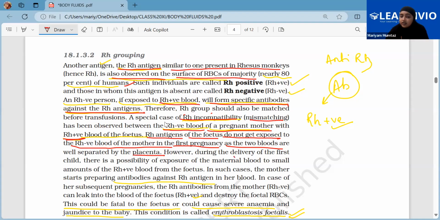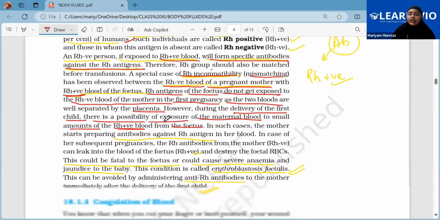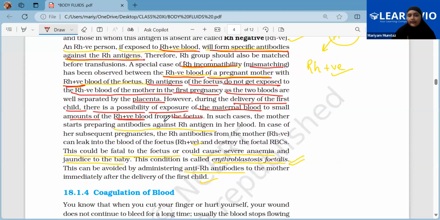However, at the time of delivery of the first child, there is a possibility of exposure of the maternal blood to a small amount of RH positive blood from the fetus. Maybe due to some reason, the mother's RH negative blood can get exposed to the RH positive blood of the fetus. Now, in the mother's body, antibodies will quickly start being formed.